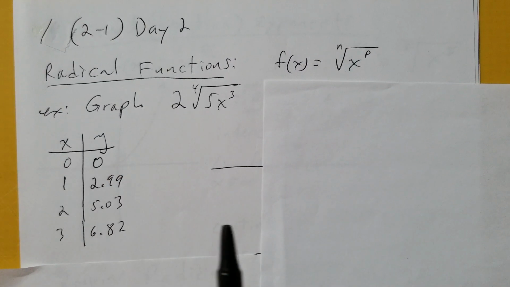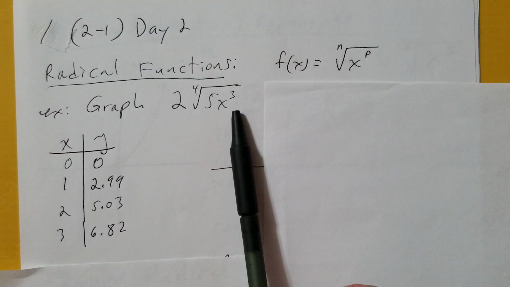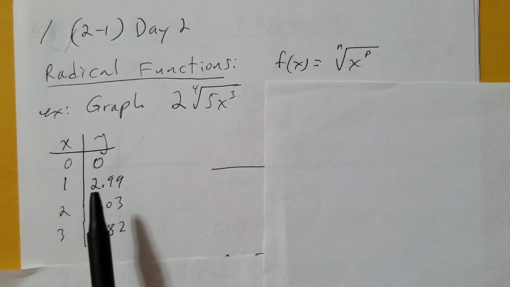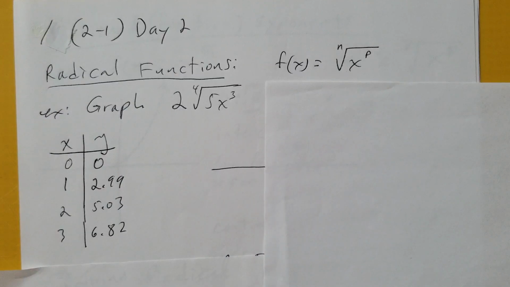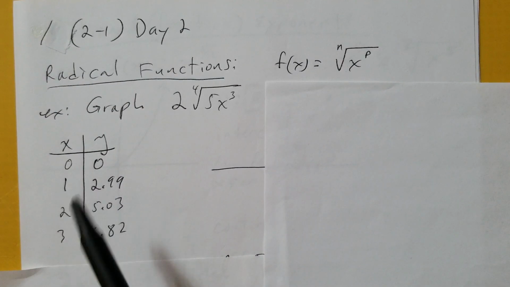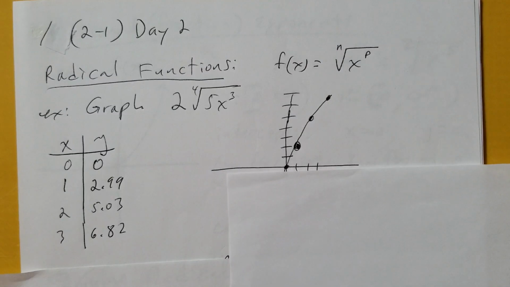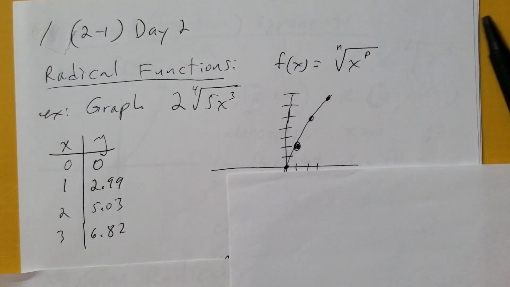X, Y, 2 columns, right? X can't be less than 0, so you choose 0, 1, 2, 3, plug them in, and you get these numbers. So this is about 3, this is about 5, this is about 7. So you plug those numbers in, and you do, in fact, get a curve that goes this way.